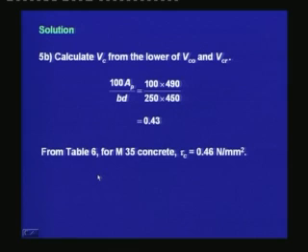To calculate Vc, we are first calculating the value of, say, VCR. For that, we need the amount of pre-stressing steel as a percentage. 100 AP divided by BD is equal to 100 times 490 divided by 250 times 450, which is equal to 0.43% of pre-stressing steel. From table 6, for M35 concrete, tau C is equal to 0.46 Newton per millimeter square.